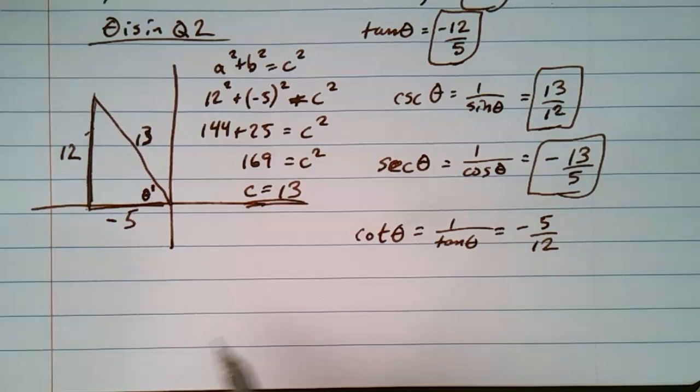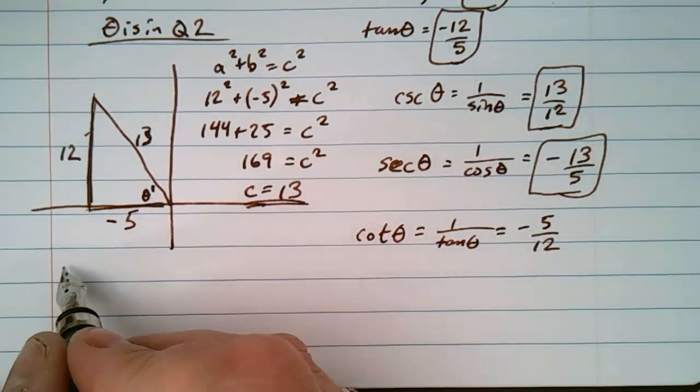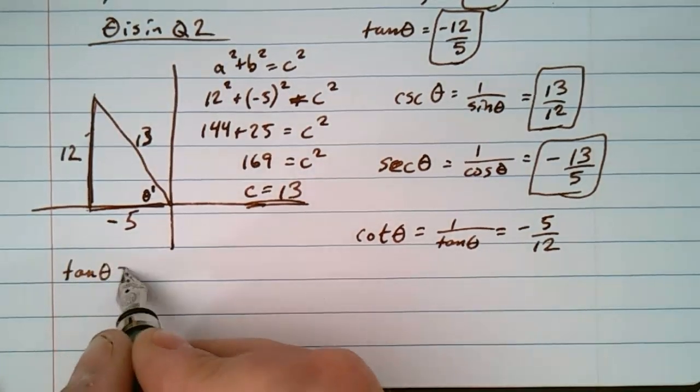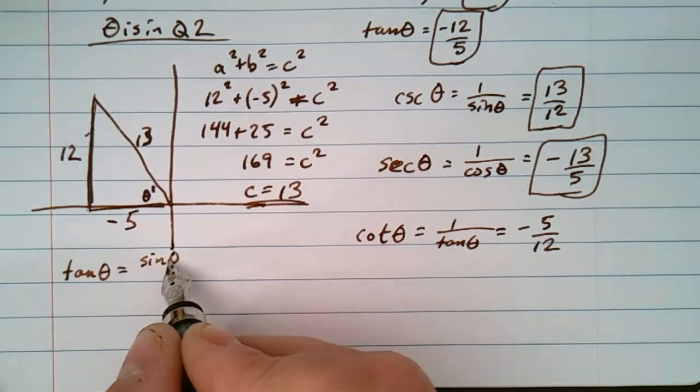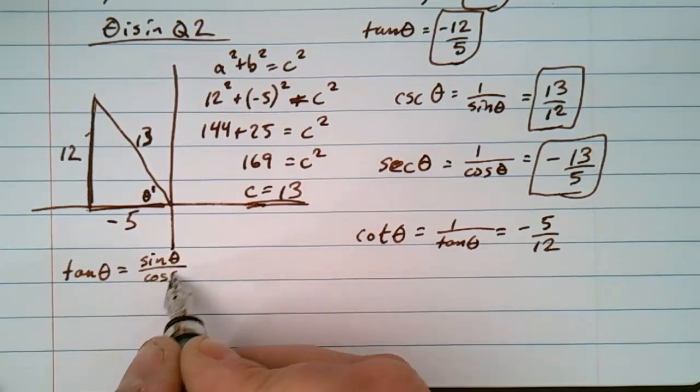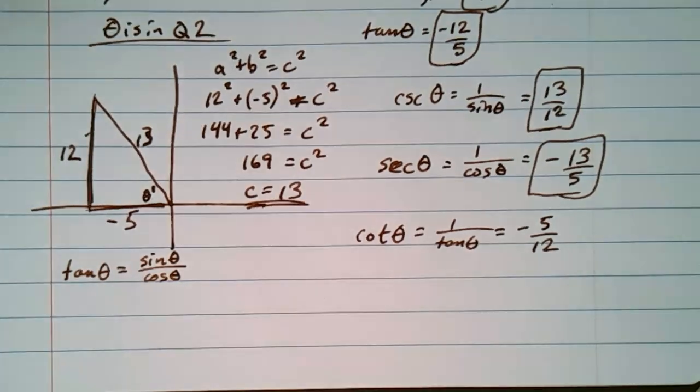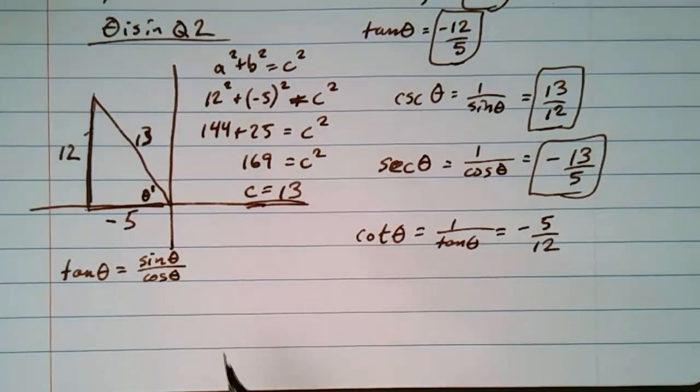Now, one last aside before I move on. There is one last identity you desperately need to know, and that is that tangent of theta is equal to sine of theta divided by cosine of theta. And the way we come up with this one is we take our definitions. Opposite over hypotenuse divided by adjacent over hypotenuse equals opposite over adjacent. The hypotenuses cancel out.